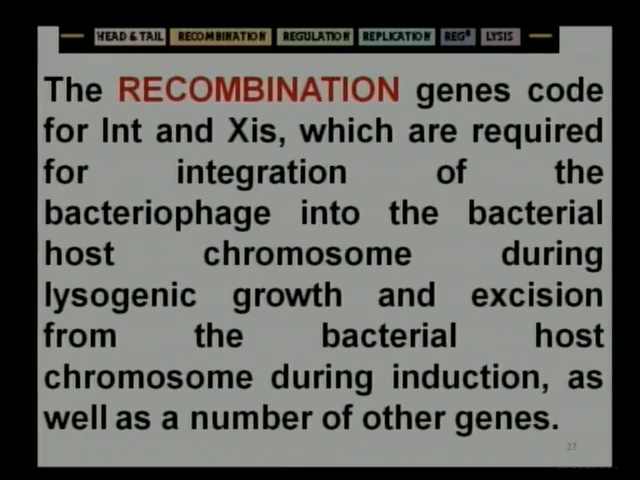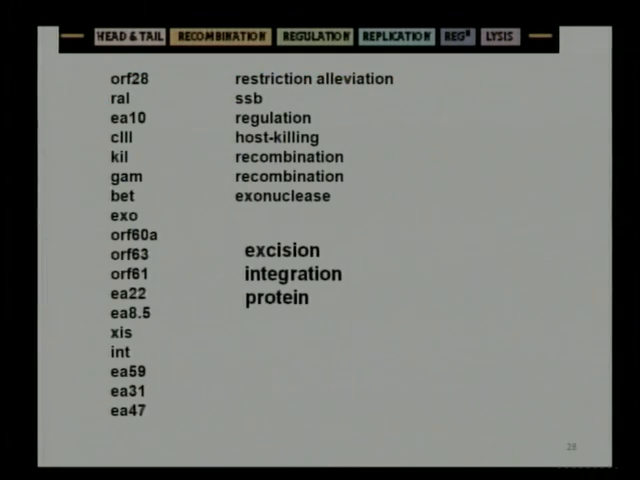assembly. The next important group is known as the recombination genes, which mainly code for INT and XIS. INT is required for integration of the bacteriophage into the bacterial host chromosome during lysogenic growth, and XIS is responsible for excision from the bacterial host chromosome during the induction process. Some examples of the genes required for recombination are shown on the screen.